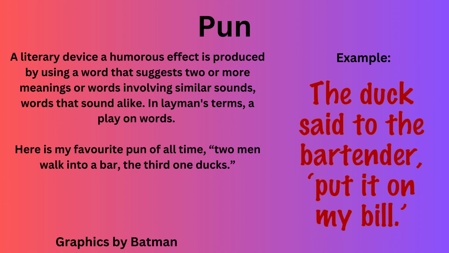I'll tell you my favorite pun. 2 men walk into a bar, the third one ducks. It's the word bar in that sentence. The word bar here has 2 meanings. It can either mean a bar, an establishment where they sell alcohol, or an actual physical bar of something. And so usually when they say 2 men walk into a bar, they're walking into an establishment. But here, with the context of the third one ducking, it's a pun saying it's a bar they're actually walking into. The example here is, the duck said to the bartender, "Put it on my bill." Because that word in that sentence has 2 meanings. It can either be the bill of the duck or the bill, the check, that they get from the restaurant.